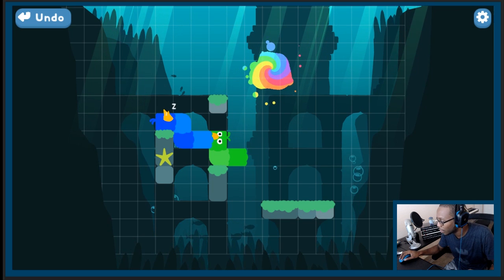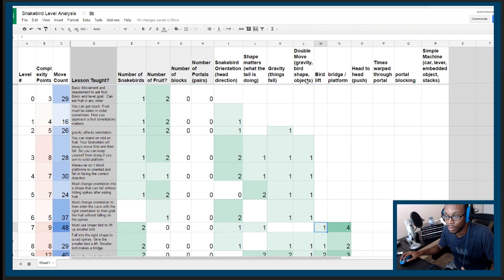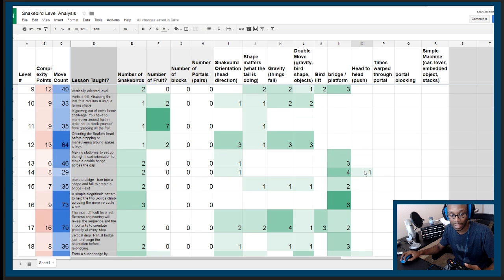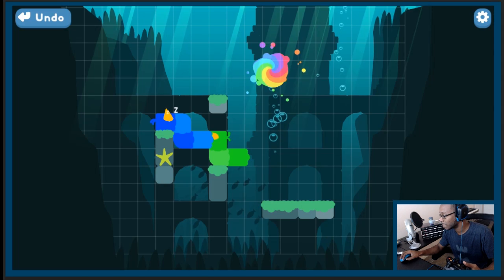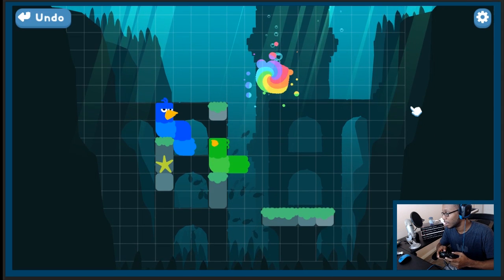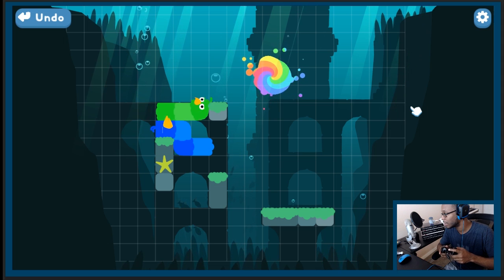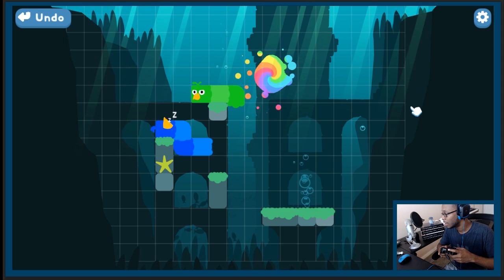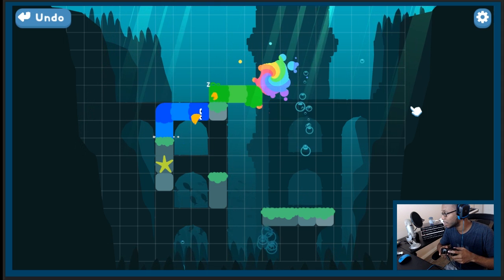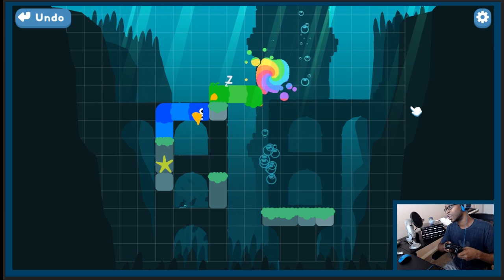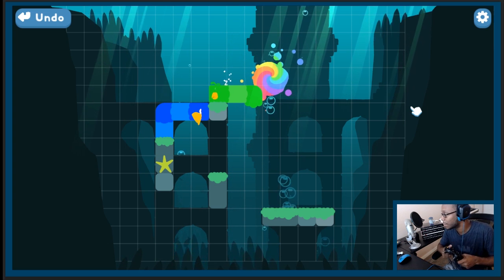So going back to the chart, there's bridges, lifts, and then there's the head-to-head push. Let's go down to the first level that does that. It's 14. But I'll essentially show you on this level, even though it's not necessary. But a push is horizontal. So let's say I do this, and then the blue bird comes and pushes like that. That's a push. Horizontally oriented push, you push objects and birds.